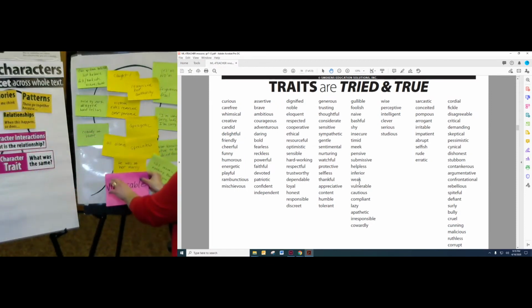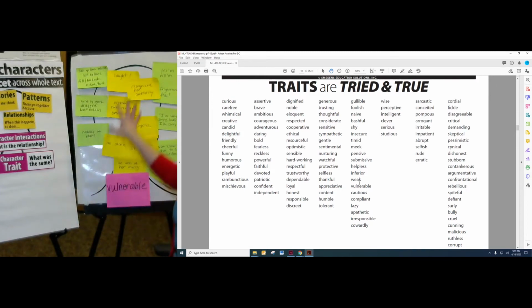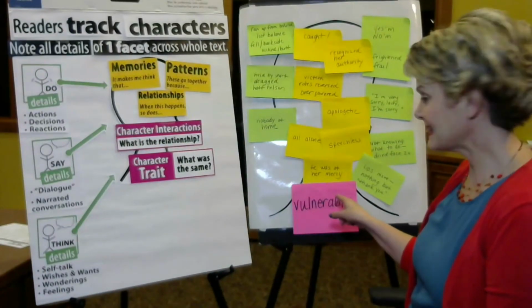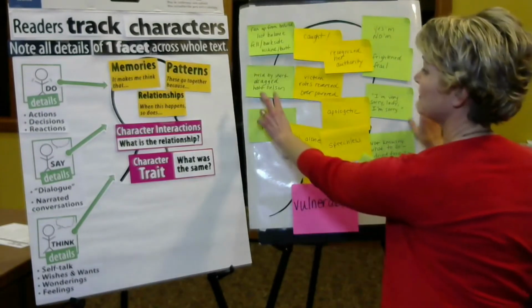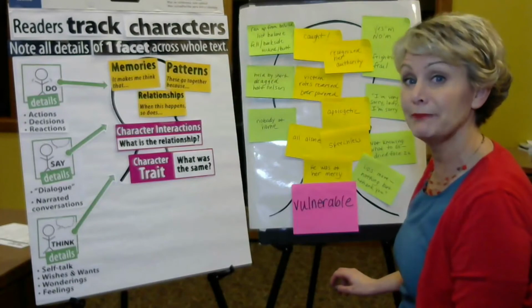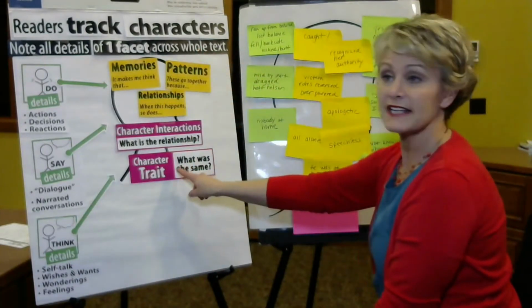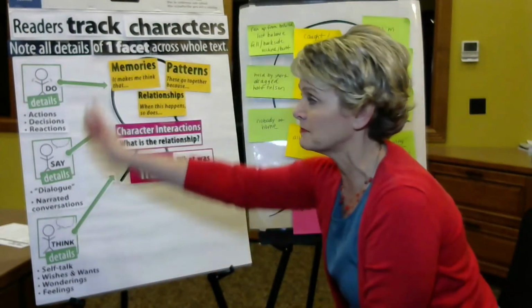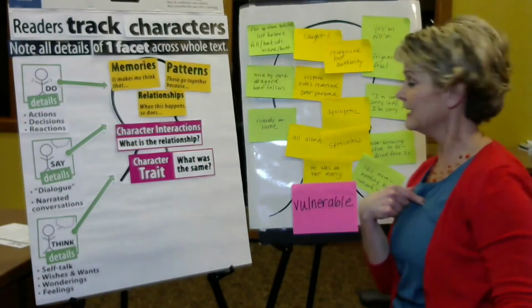He goes in to do something, take a risk, and it doesn't work out. He's vulnerable. I would say that is one of his personality traits, one of his character traits. And I have evidence of his vulnerability all throughout the story. Remember, character traits are tried and true, beginning, middle, and end of the story. You should be able to find evidence, beginning, middle, and end of the story to back that up. And I think I can.